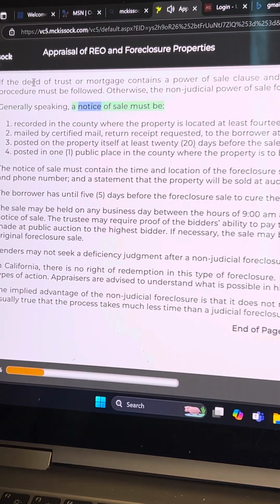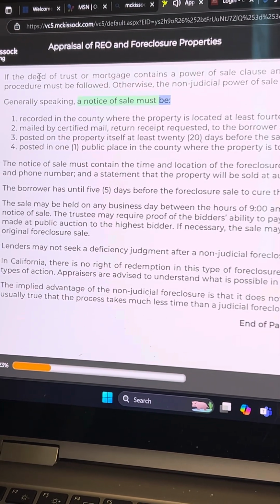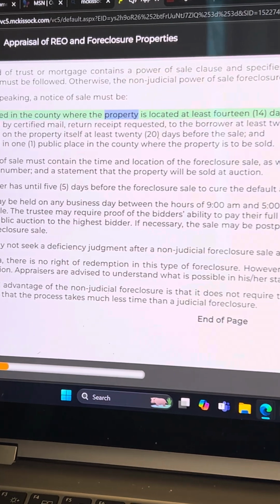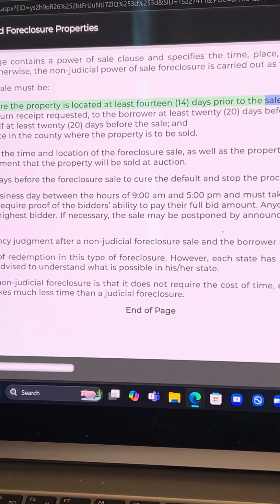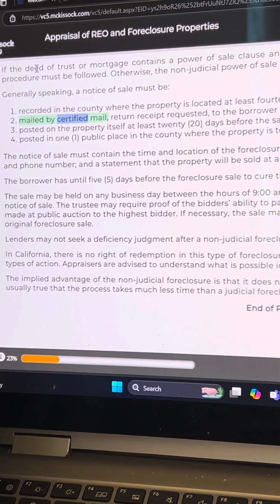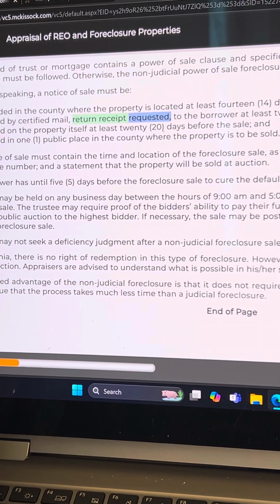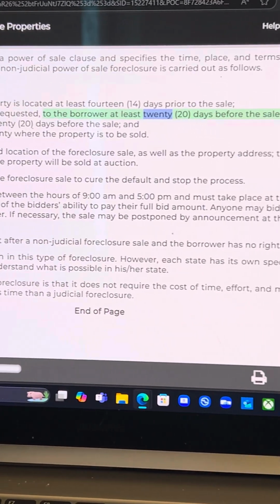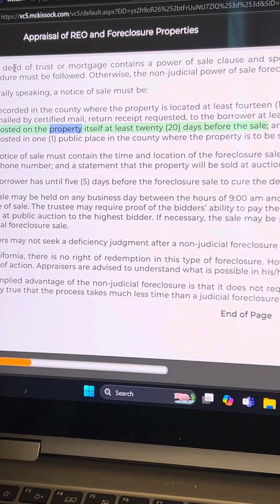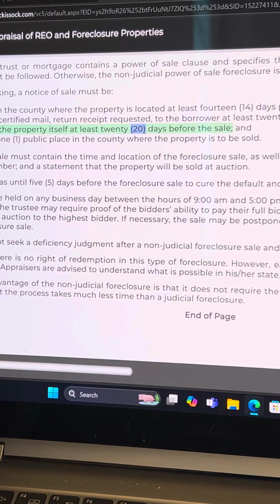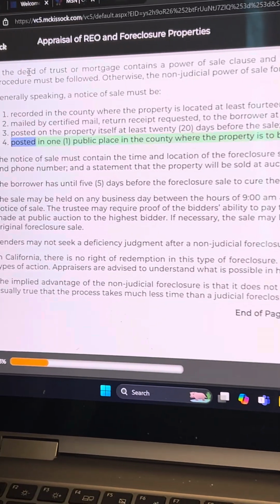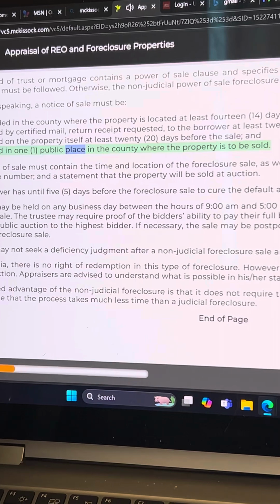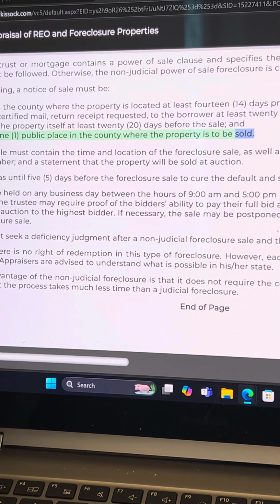Generally speaking, a notice of sale must be: 1. Recorded in the county where the property is located at least 14 days prior to the sale. 2. Mailed by certified mail, return receipt requested, to the borrower at least 20 days before the sale. 3. Posted on the property itself at least 20 days before the sale. And 4. Posted in one public place in the county where the property is to be sold.